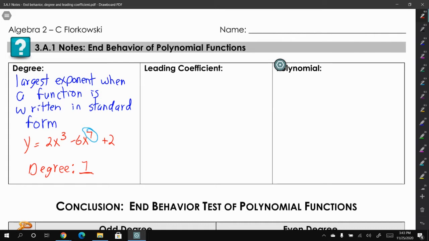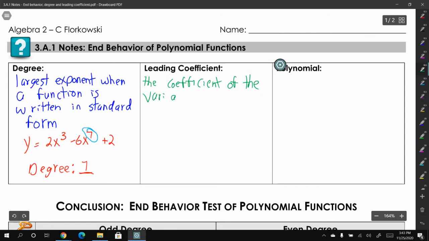Now the next one is the leading coefficient. The leading coefficient is the coefficient of the variable with the highest degree.